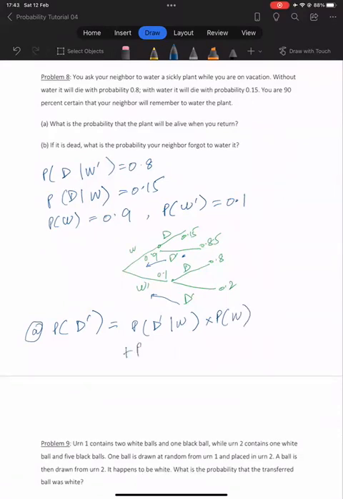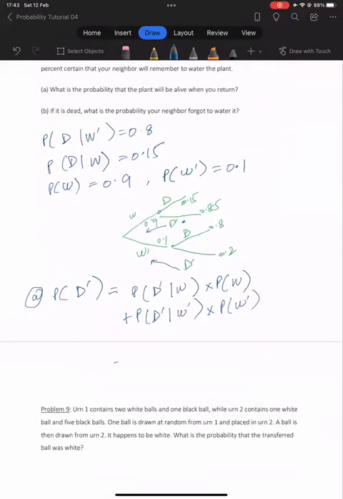And it doesn't die given that the neighbor did not water it, into the probability the neighbor did not water it. So we should be getting 0.85 into 0.9 plus 0.2 into 0.1. ये हम follow कर सकते हैं tree diagram से, as I have told. तो ये वाली probability is this one, and then ये वाली probability is this one.